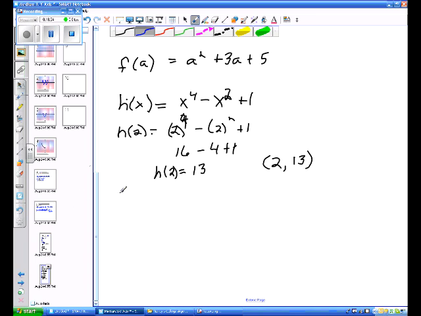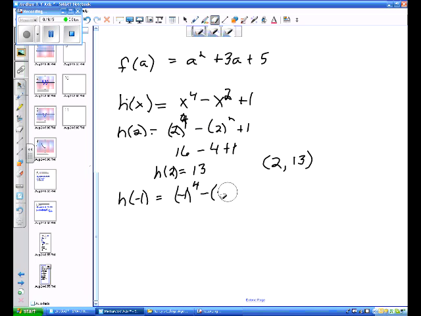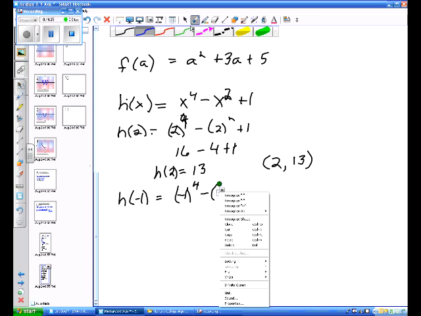We could be asked to find h of negative 1, which means wherever there's an x, we'll substitute in negative 1. Usually I try to substitute in parentheses, and that way I don't have to wonder, is that a negative or is the negative before or outside? Because we've talked about how, especially if you're using a calculator, it's going to matter whether that negative is inside the parentheses or outside the parentheses.